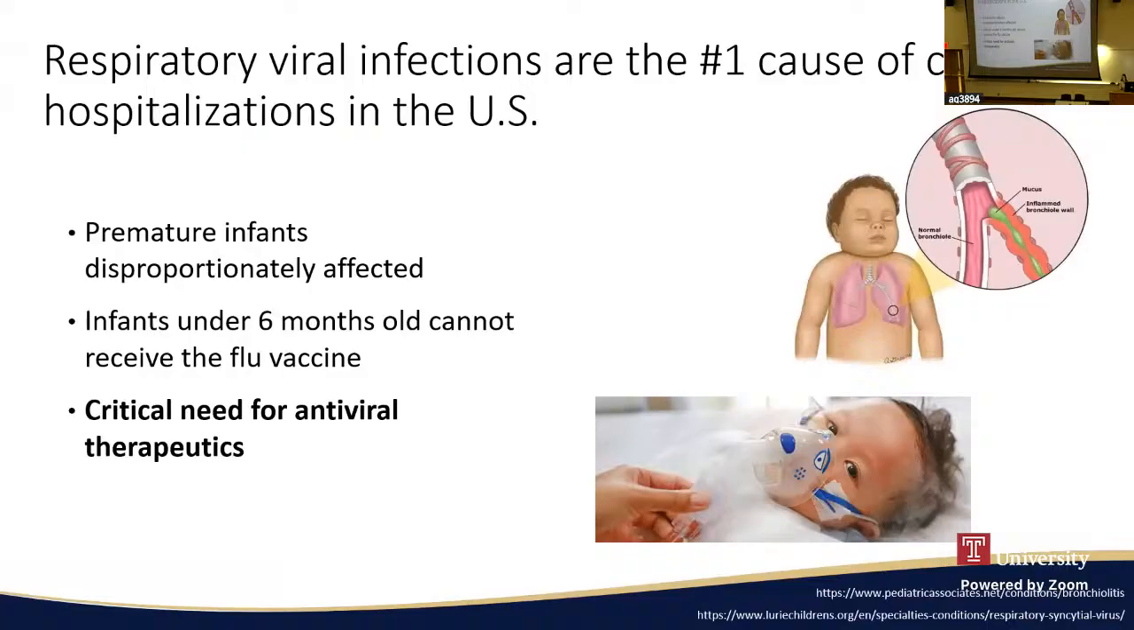So first I wanted to start off on why we perform this research in the first place. Respiratory viral infections are the #1 cause of childhood hospitalizations in the United States. And premature infants are disproportionately affected because of their underdeveloped lungs, but also their developing immune responses. And while there is a flu vaccine, infants under the age of 6 months are not eligible to receive this. So there is a critical need to develop antiviral therapeutics that will target this age group.